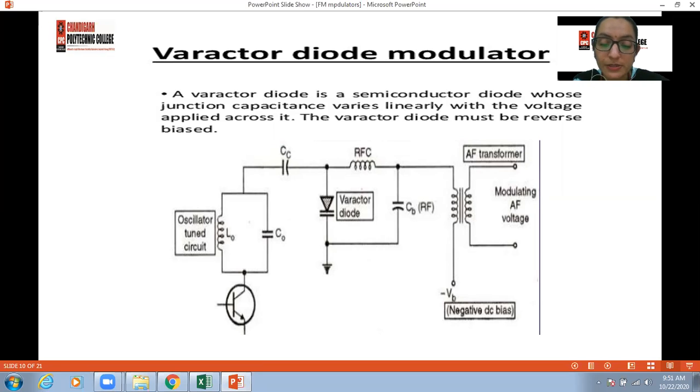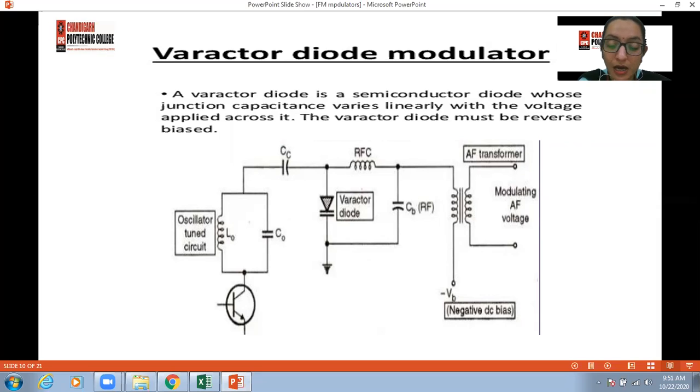The diode capacitance forms a part of the tuning capacitor, which determines the frequency of oscillations. Hence the frequency changes with the changes in the modulating signal. When the modulating signal changes, the capacitance will also change. And there is an RFC coil, that is a radio frequency choke, which has been used to provide necessary isolation between the RF and AF.